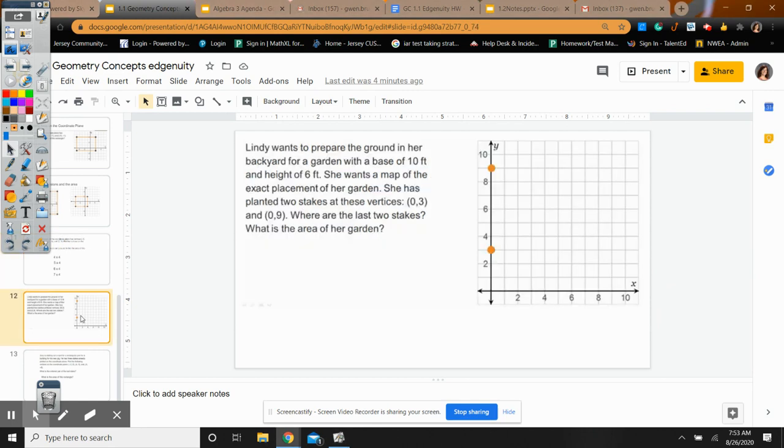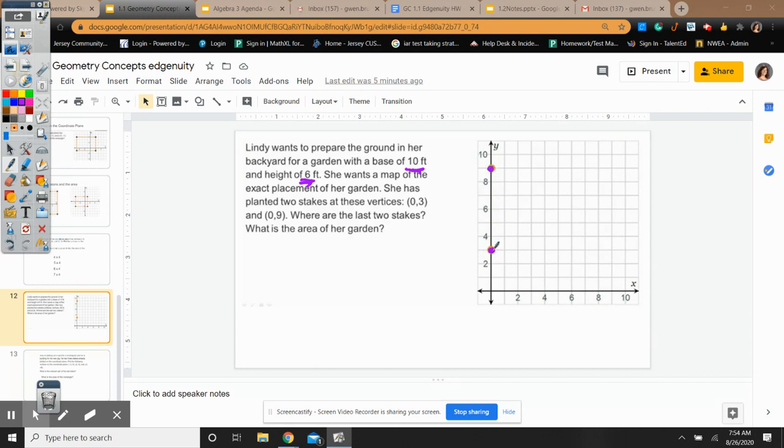Okay, now we're going to look at a word problem. Lindy wants to prepare the ground in her backyard for a garden with a base of 10 feet, and the height is 6 feet. That seems important to me. She wants to map it out, and she already put 2 stakes, one here at 0, 3 and 0, 9. Where are the last 2 stakes going to be?